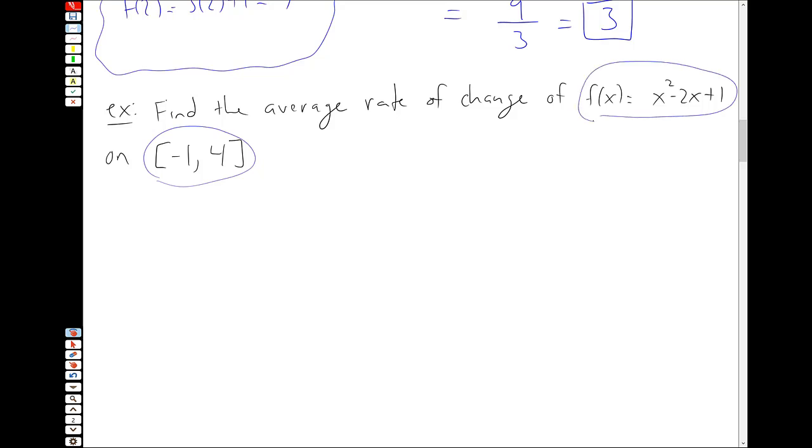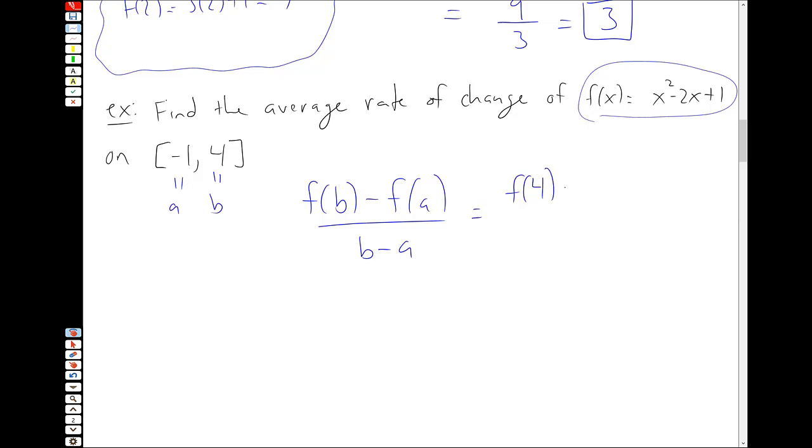So we're still going to start with our formula, f of b minus f of a over b minus a. Again, our b is the bigger number, and in this case, that's 4, and then a is our smaller number, minus 1. So this will be f of 4 minus f of minus 1 over 4 minus 1. Now be careful here. Notice I put some parentheses. I don't want to lose a minus sign, so be very, very careful about that.